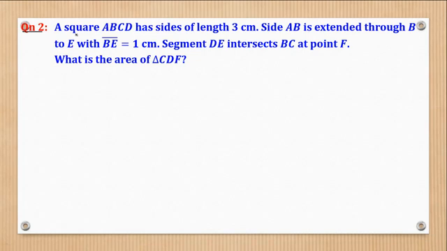Question 2 says a square ABCD has sides of length 3 centimeters. Side AB is extended through B to E with BE equal to 1 centimeter. Segment DE intersects BC at point F. What is the area of triangle CDF?